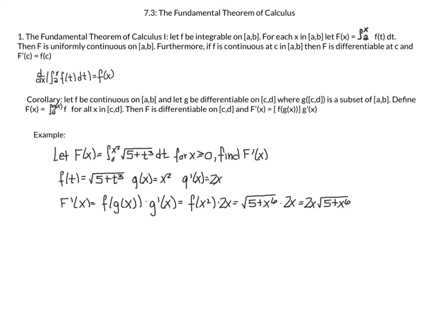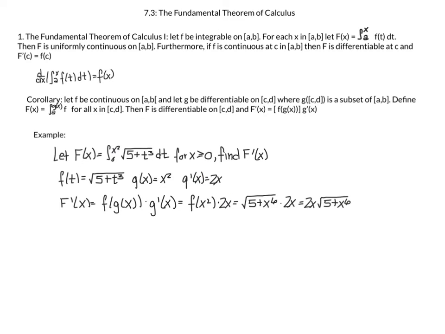And the example of this is that capital F of x is equal to the integral from 0 to x squared of the square root of 5 plus t cubed dt. For x greater than 0, we want to find F prime of x. So our f of t in this case is equal to the square root of 5 plus t cubed. And our g of x in this case is equal to x squared. So g prime of x is equal to 2x.